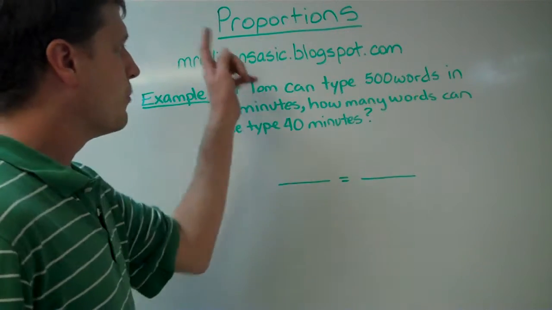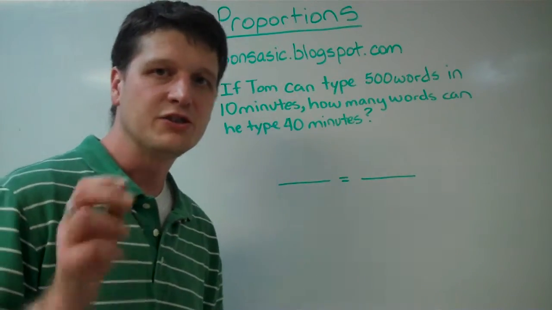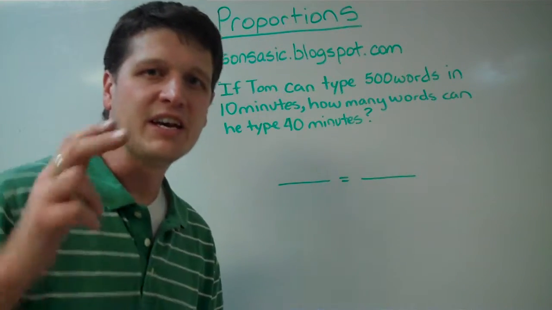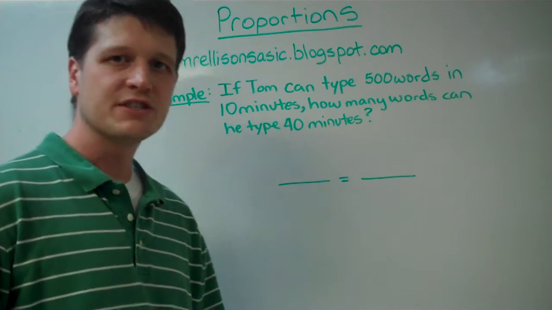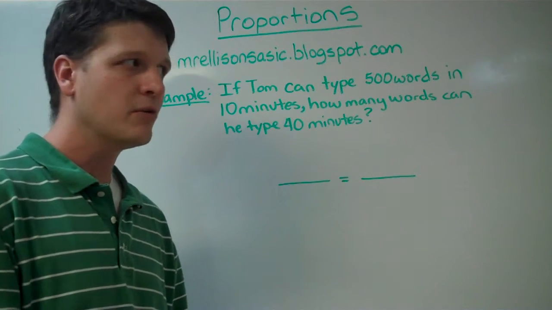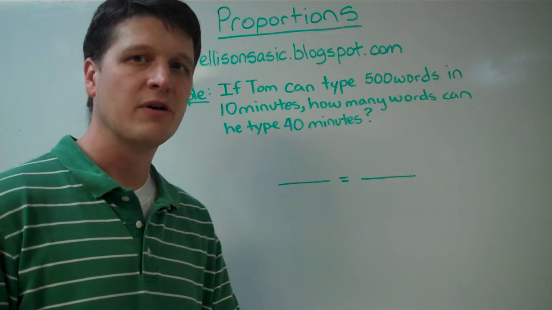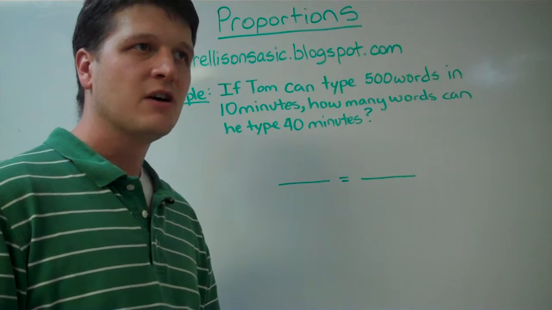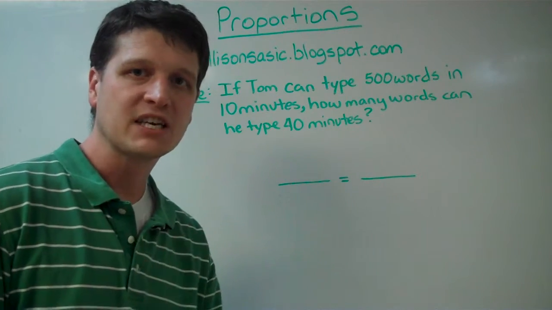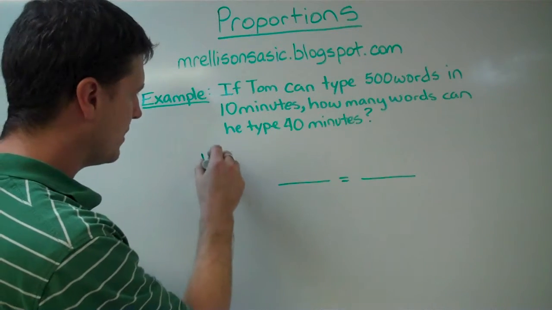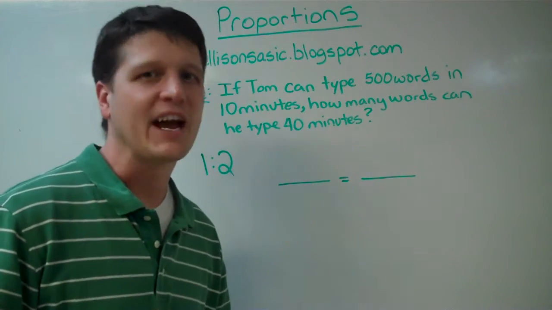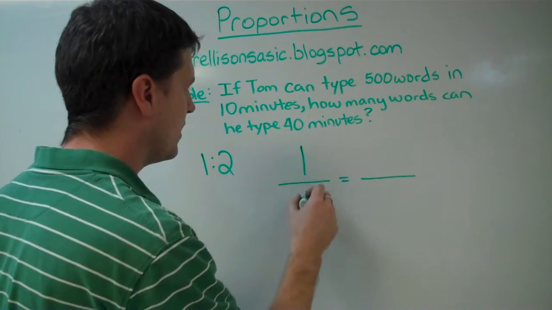Okay, now, a proportion is nothing more than two ratios that are equal to each other. Now, ratios. Let's go back to ratios. Ratios are one number in comparison to another number. Now, let's just say we have a 1 to 2 ratio. A ratio can be written in one of two ways. It can be written with a colon, such as 1 to 2, or it can be written in our famous fraction form, 1 over 2.